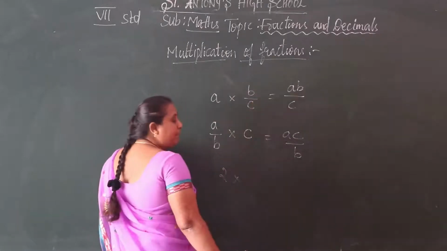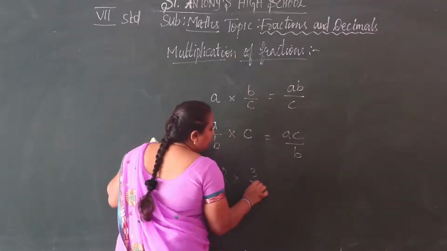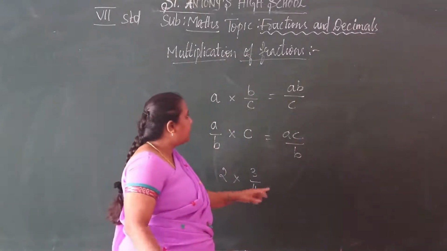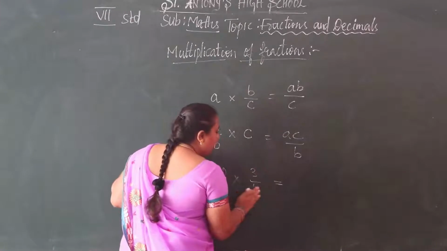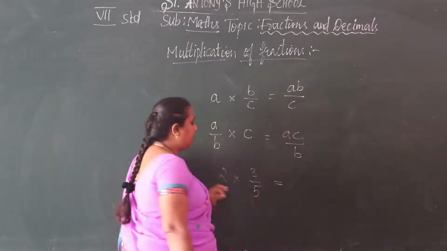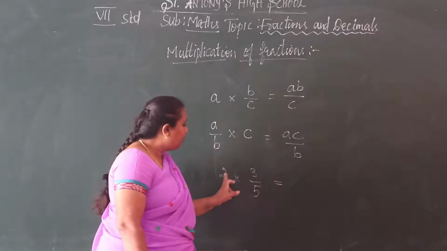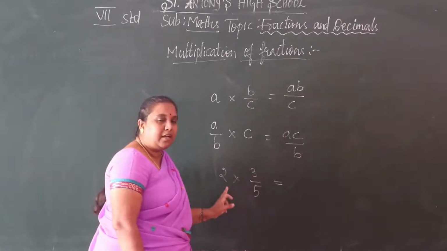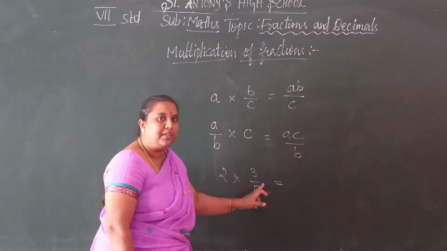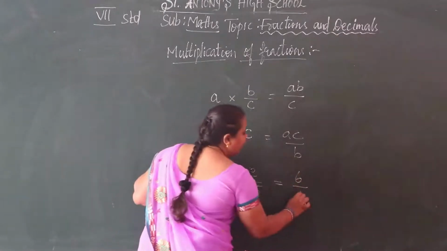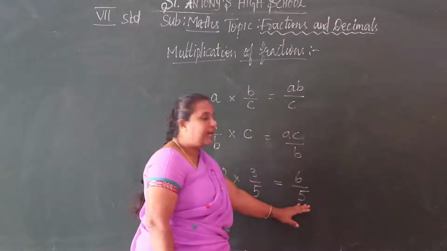Take b by c as 3 by 5. What is the solution we have? Here 2 into 3, we are multiplying the whole number by the numerator of the fraction. So 2 3s are 6 by 5. The denominator we write as it is.